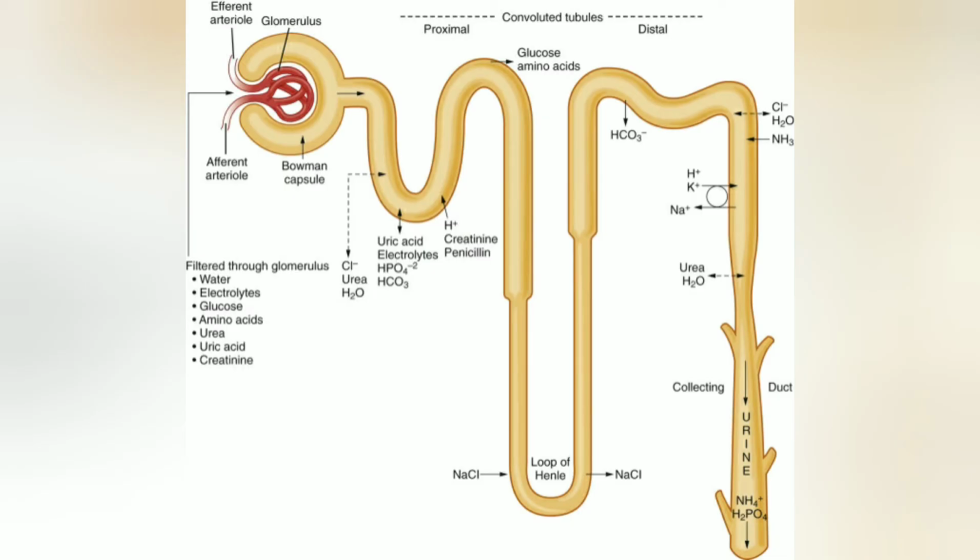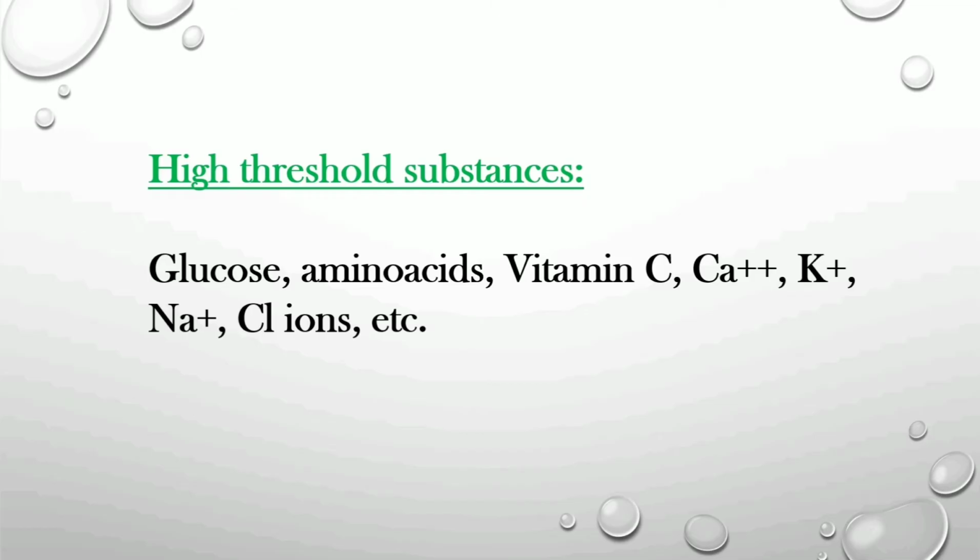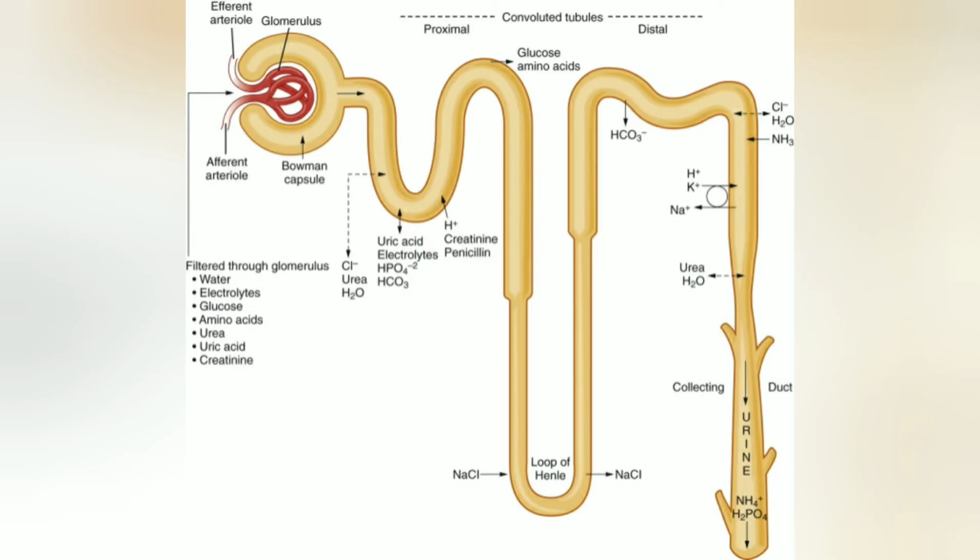Such substances are called high threshold value substances. For example, glucose, amino acids, vitamin C, calcium ion, potassium ion, sodium ion, chloride ion, etc. These high threshold value substances are absorbed actively against the concentration gradient. If I say it is absorbed actively, that means it requires energy, that is ATP molecules.